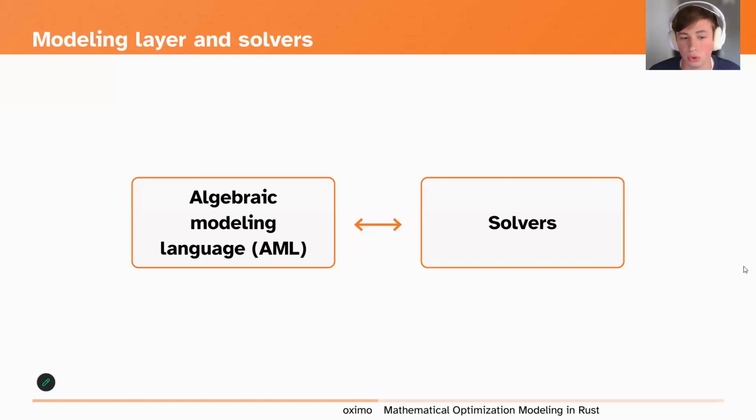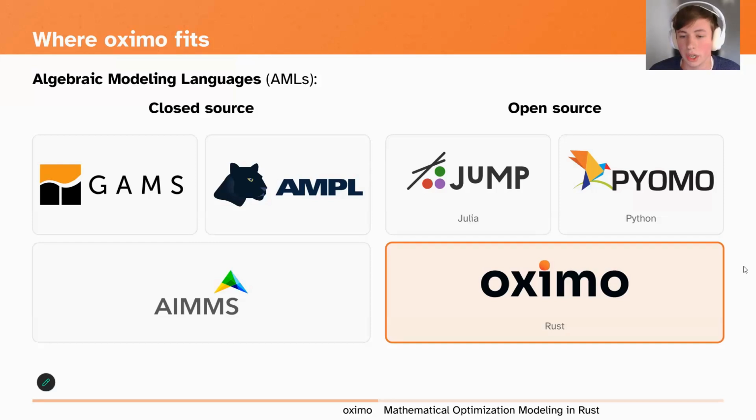To solve this problem, we use what are known as algebraic modeling languages, or AMLs, that allow you to define your problems in mathematical notation, and then it automatically translates it to each of the solver's API. And there are many AMLs already. For example, in the closed source community, we have GAMS, MPL, and AIMMS. And then the open source, it is mostly centered around Julia and Python, with both JuMP and Pyomo. And now there is also oximo, which is the work that I'm presenting here, which is built on top of Rust.